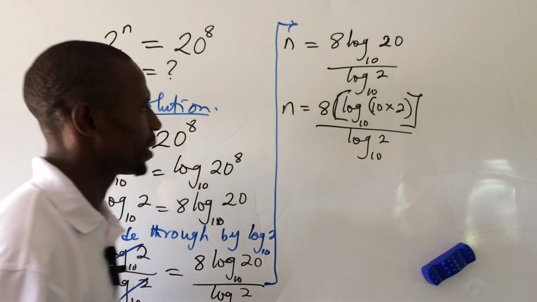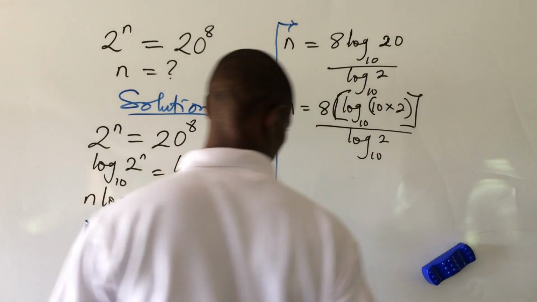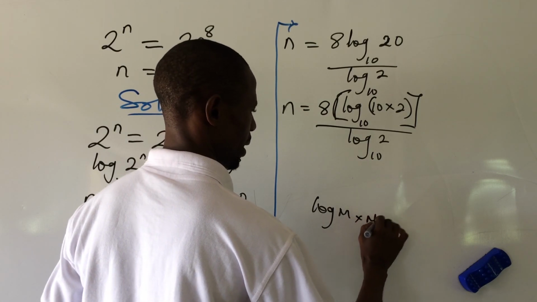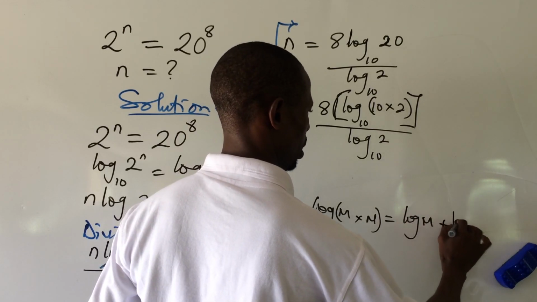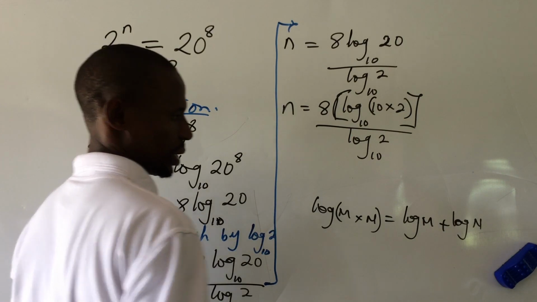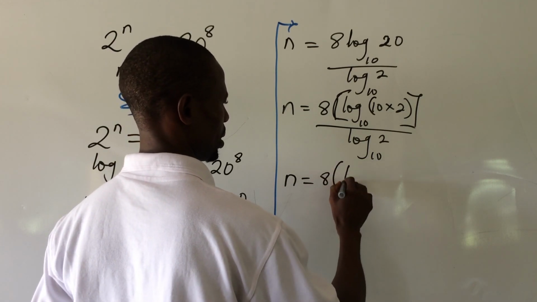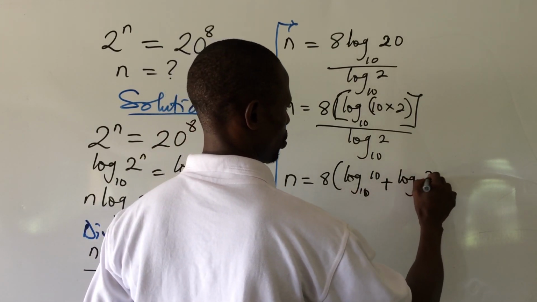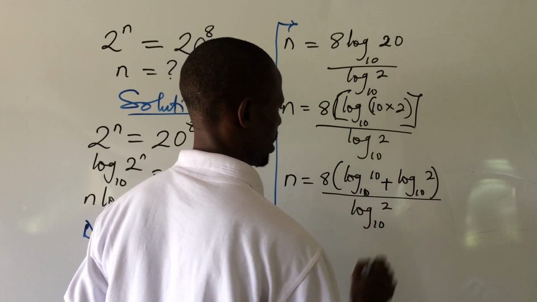Very easy. Now from here, we use the multiplication law of logarithm, which says that if you have log of m times n, this is equal to log m plus log n. So if we apply this law here, the numerator can be written as, let's take this down now, n equal to 8 bracket log 10 base 10 plus log 2 base 10 close bracket all over log 2 base 10.